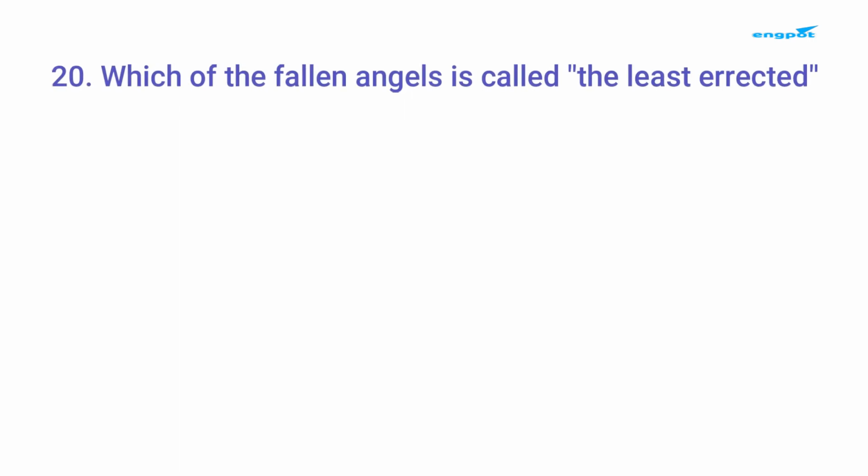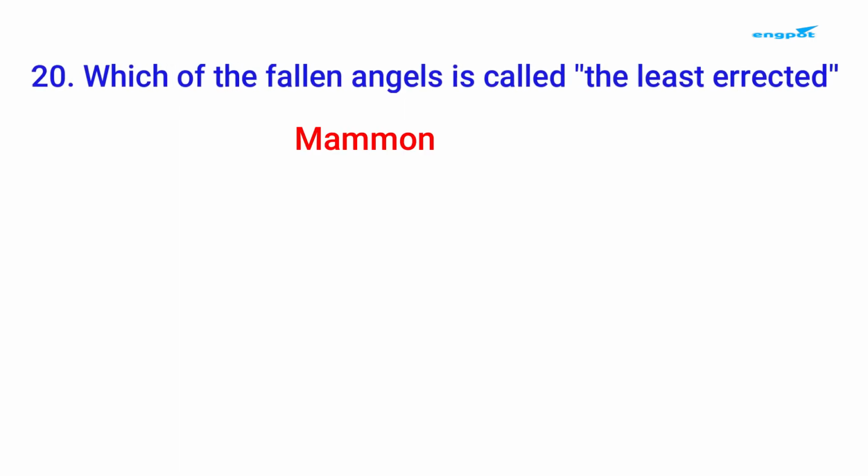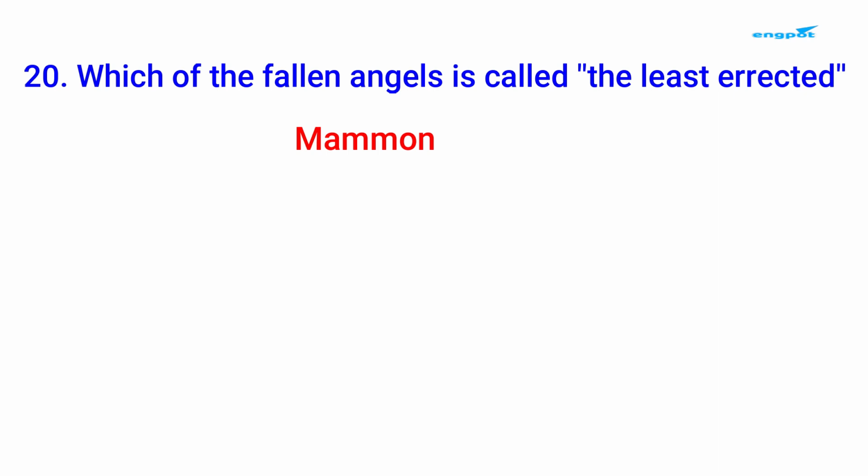Which of the fallen angels is called the least erect? Mammon. Now, he's called so because he always has his eyes downward looking for gold or money.